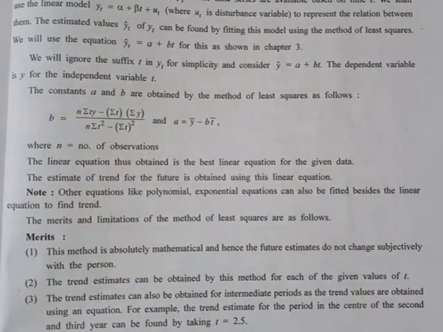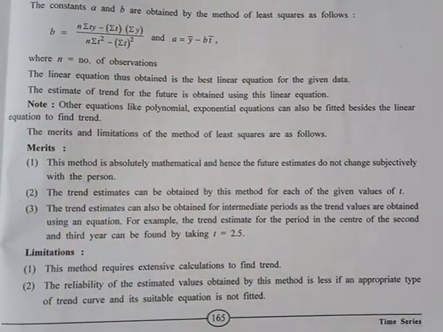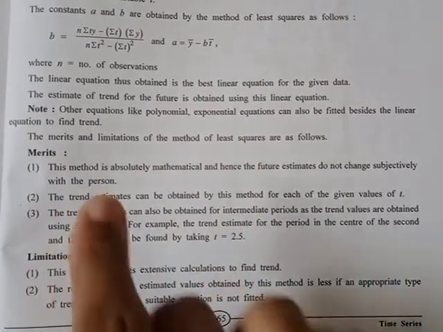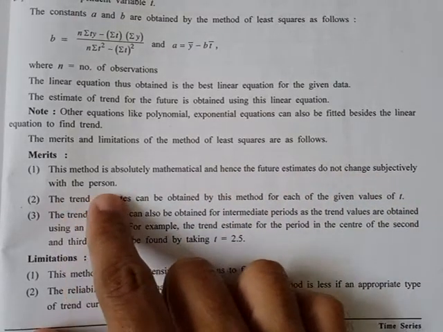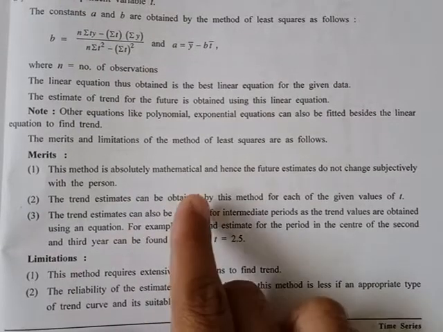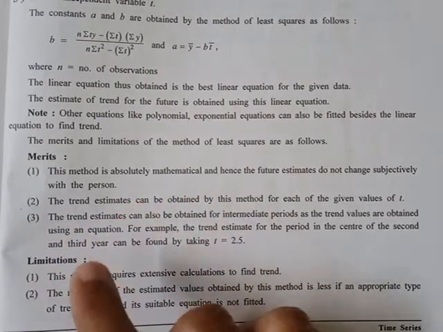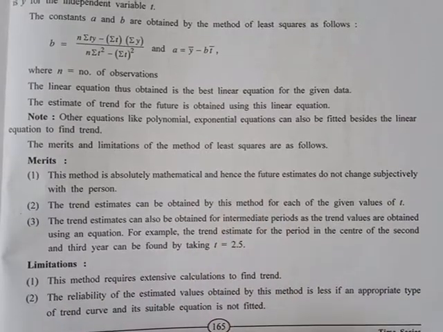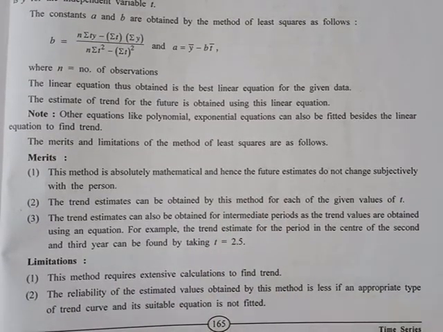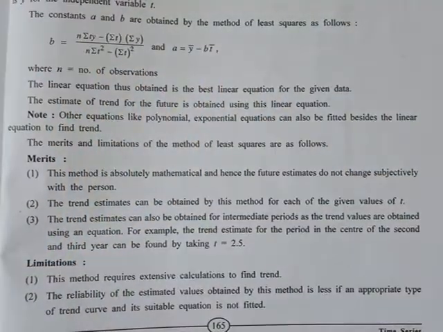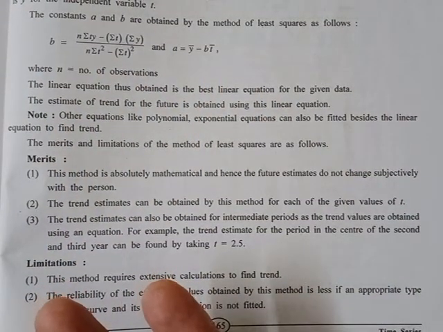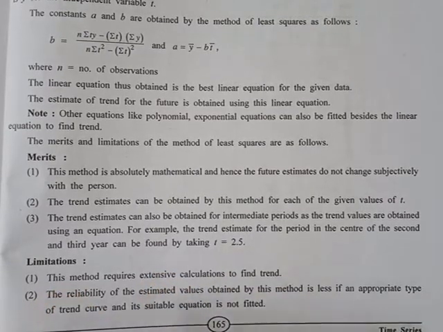Okay, now see the merits or advantages. We'll discuss it from the book. The first one: this method is absolutely mathematical and hence the future estimates do not change subjectively with the person. As in the previous method, the estimates can change from person to person, as they draw the trend line with the help of their own knowledge. So in that case the value of trend can change, but in this method we are using a mathematical method with a formula, and that formula only will help us calculate the answer. So that is why estimates will not change from person to person.